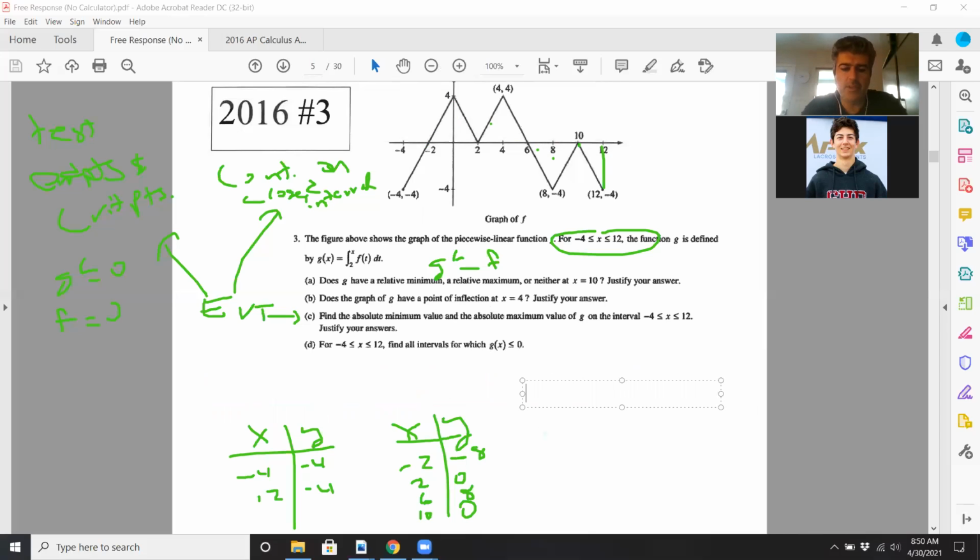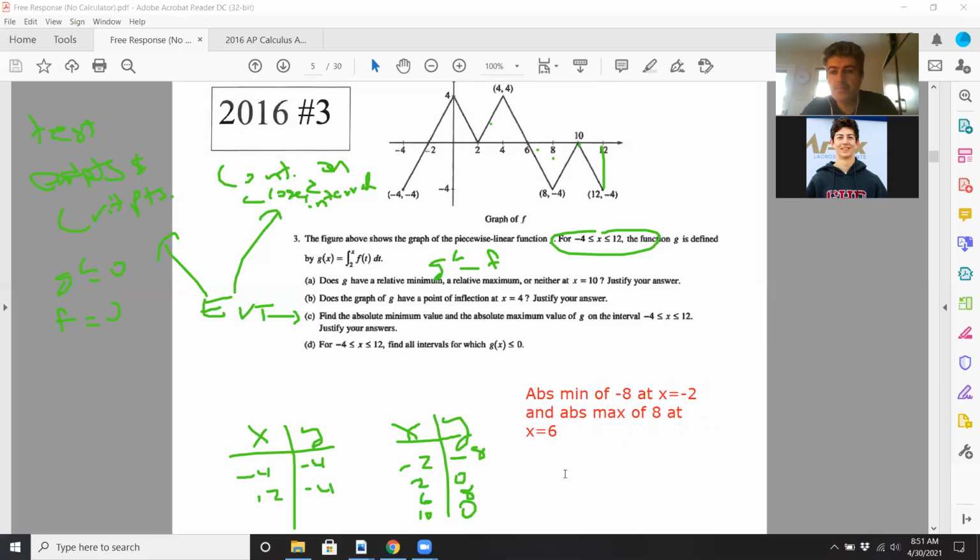Okay, so you say abs min of -8. I'll say the x value that goes at x equals -2. And abs max of 8 at x equals 6.